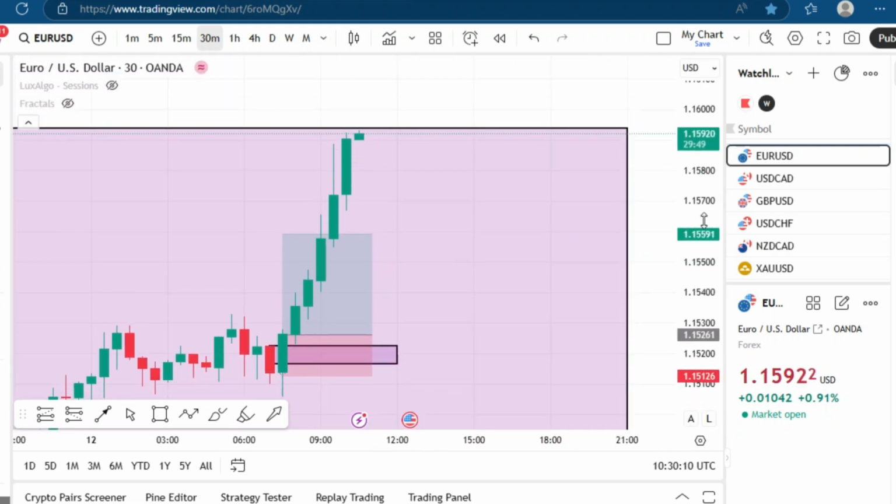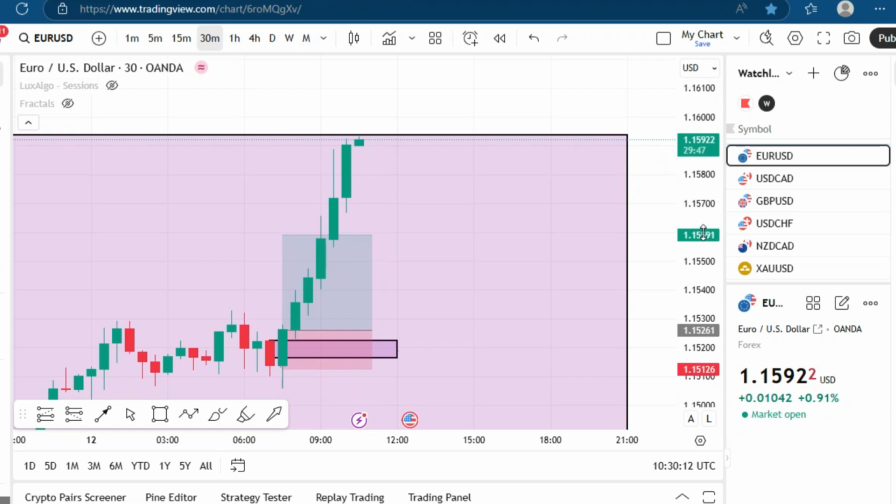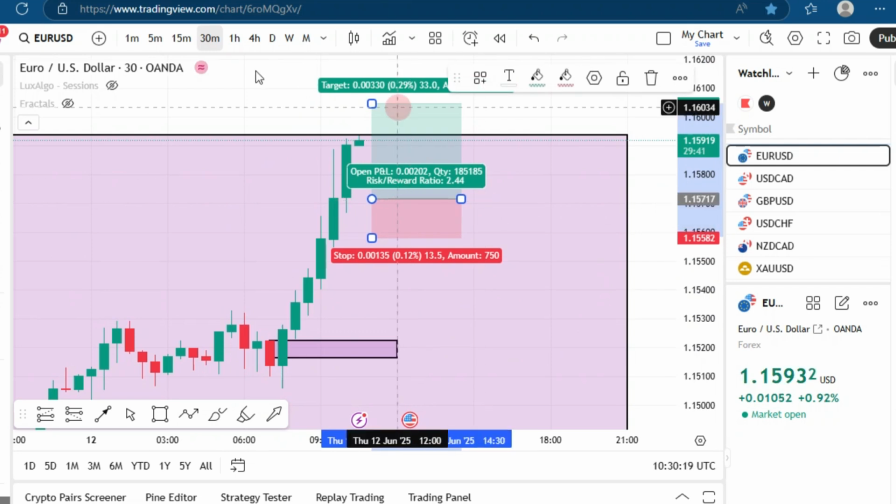But now what we need is to go down to the smaller time frames. Price is still bullish, as you can all see. So price is still bullish.